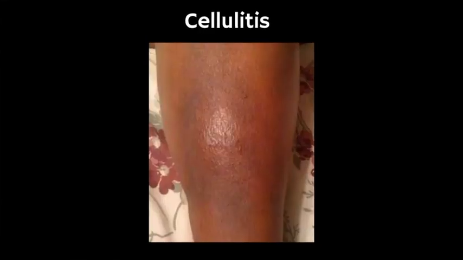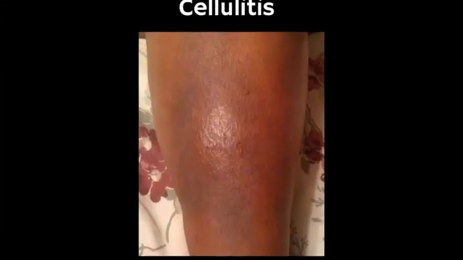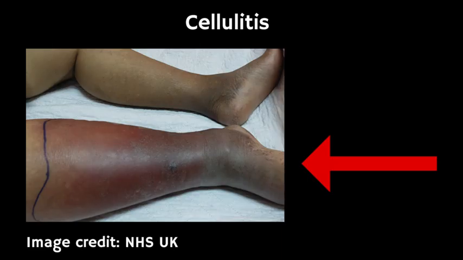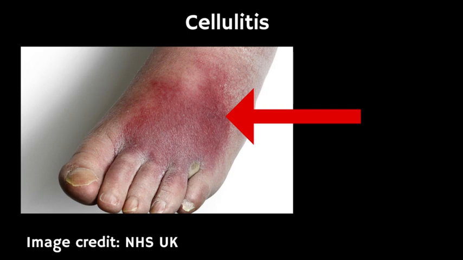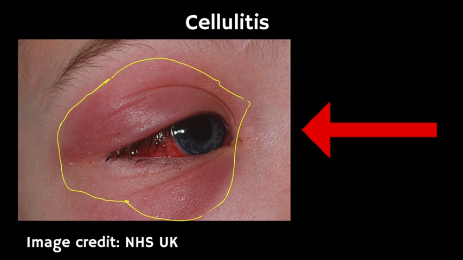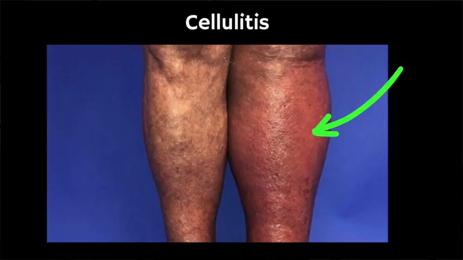Now these can include pain, tenderness, warmth and swelling of the skin, and it can affect any part of the body including the legs, the hands, the feet, and even around your eyes. It's also common for the skin to turn red or purple, which may look like a rash, as you can see in these photos, but it's important to note that this may be less noticeable on brown or black skin.